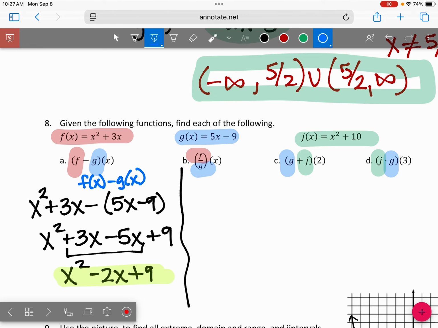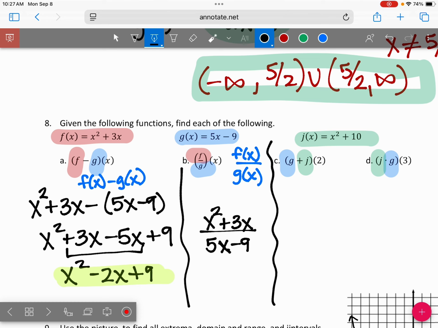B is the easiest one because, just like number 7, we just need to make a fraction. Put the f on top and the g on bottom. And we don't even need to simplify it. We're just going to leave it just like that. So I'm going to make my fraction bar. In the numerator, I have my f of x. In my denominator, I have my g of x. And I'm done.